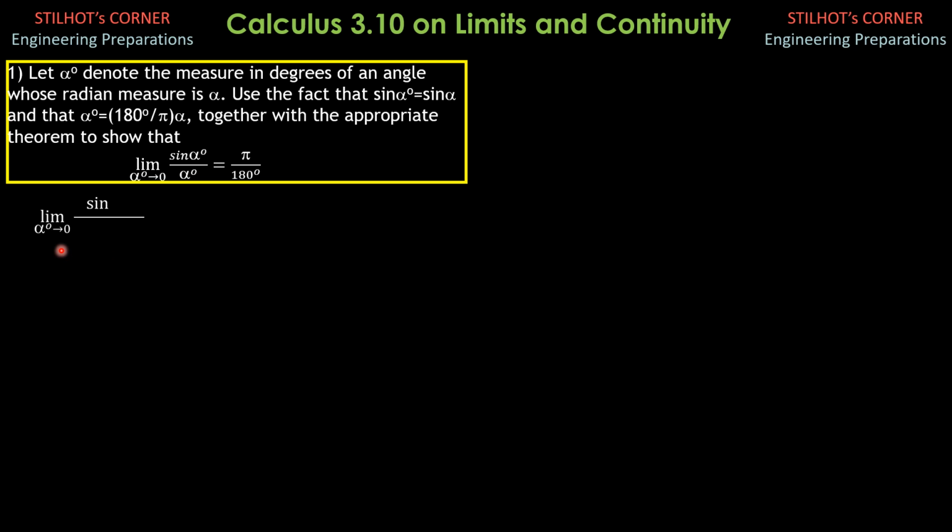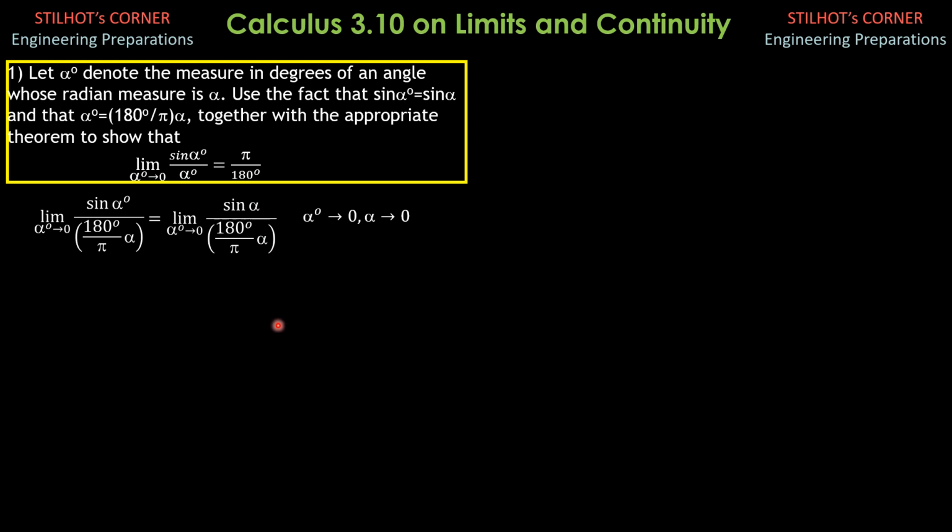The limit as alpha degrees approaches 0 of sine of alpha degrees over, we replace alpha degrees here by 180 degrees over pi times alpha, which is now in radians. Now, take note that sine of alpha in degrees is also sine of alpha in radians, so I replace this with alpha in radians. So it equals the limit as alpha in degrees approaches 0 of sine of alpha over 180 degrees over pi times alpha. Then we simplify this and write it as pi over 180 degrees times the limit as alpha degrees approaches 0 of sine alpha over alpha.